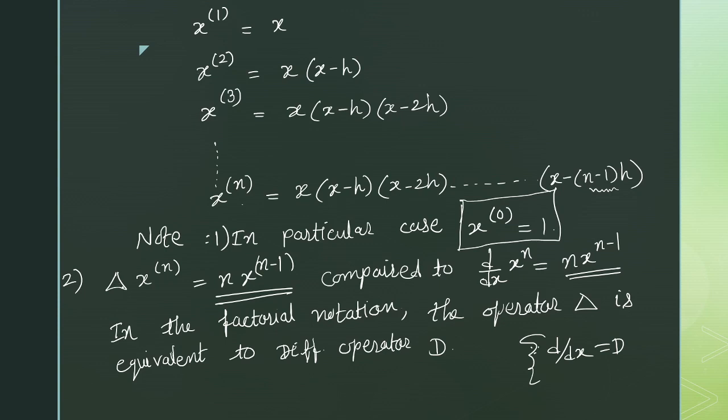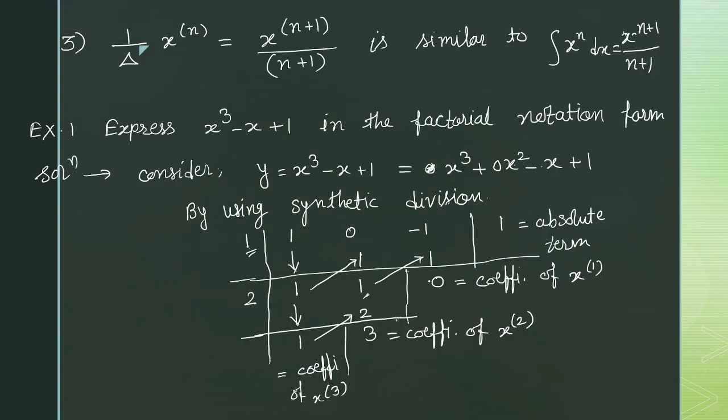Now, the second important point: del of x raised to the power n factorial equals n x raised to the power n minus 1 factorial, compared with the differential operator, d by dx of x to the power n equals n x to the power n minus 1. The only difference is that del of x to the power n factorial has values in terms of factorial. Therefore, in the factorial notation, the operator delta is equivalent to the differential operator capital D. Similarly, 1 upon delta is equivalent to 1 by D, that means integration.